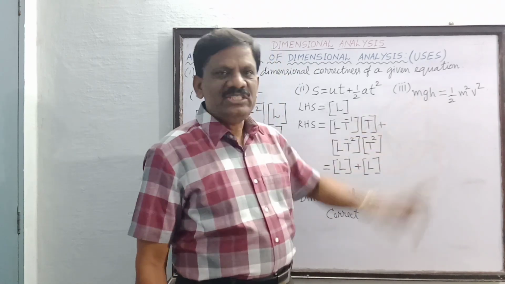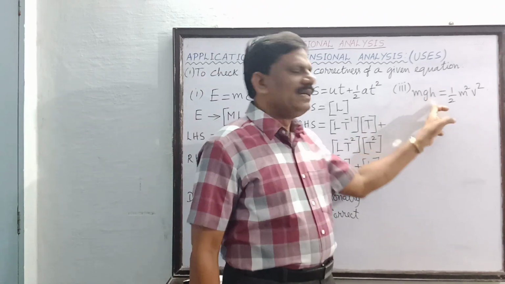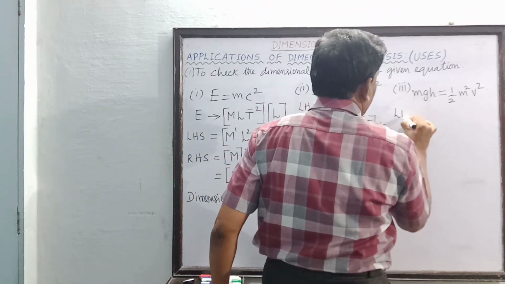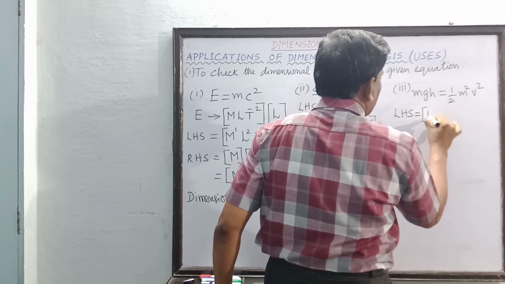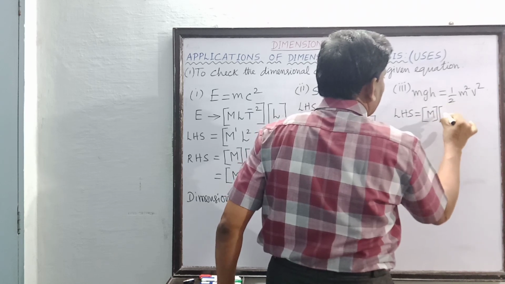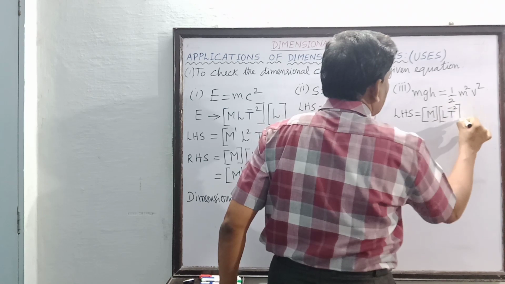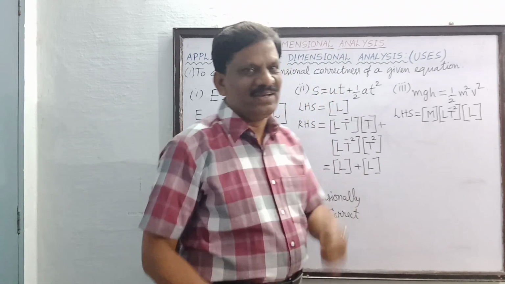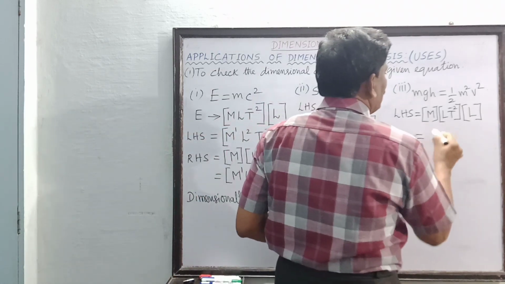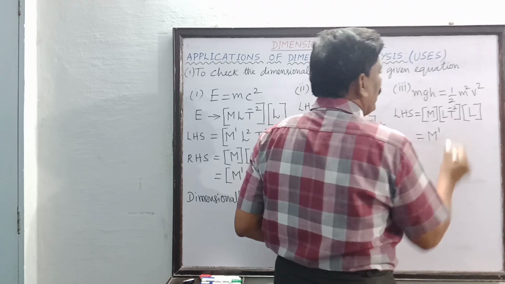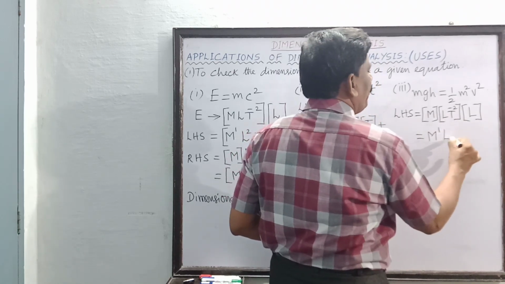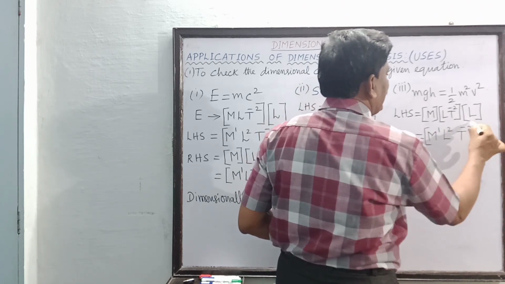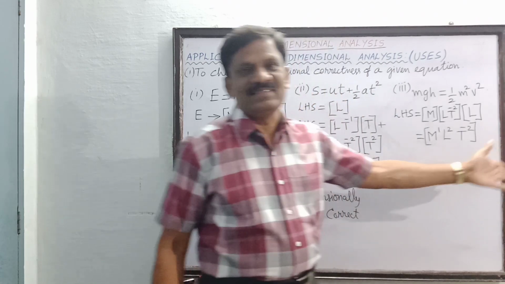M is mass, g is acceleration due to gravity, and height h. It is nothing but length. So first the left hand side I will take. First term is M. And the second term is LT power minus 2. And the third term is height. Height is having the dimension of a length only. Now you see here. So this is M raised to the power 1. L into L is L power 2 and T power minus 2. This is the dimensional formula on the left hand side.